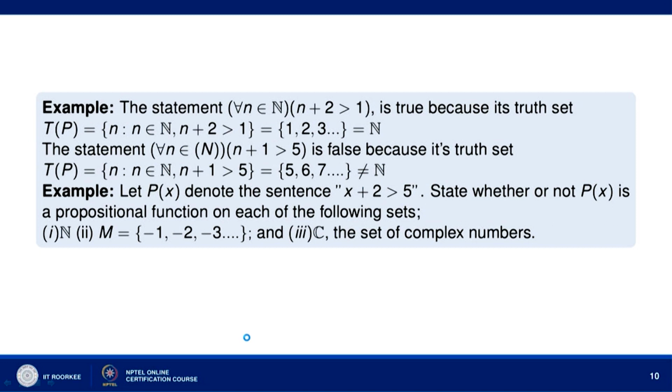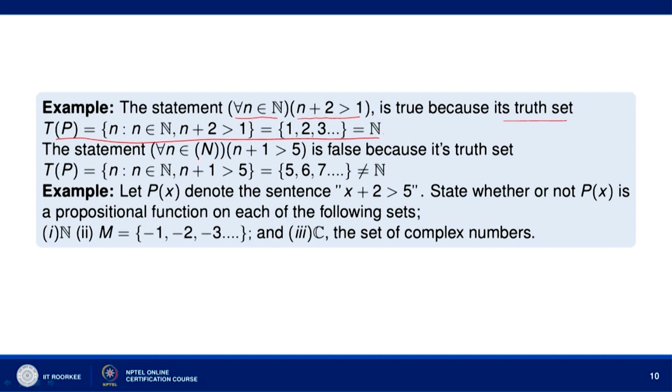Now, let us take an example: the statement for all n belonging to N, n plus 2 is greater than 1. You can see, take any n belonging to N, say n equal to 1, 2, 3 and so on, then n plus 2 is always greater than 1. Therefore, its truth set is the whole of N, T_p is equal to 1, 2, 3 and so on.